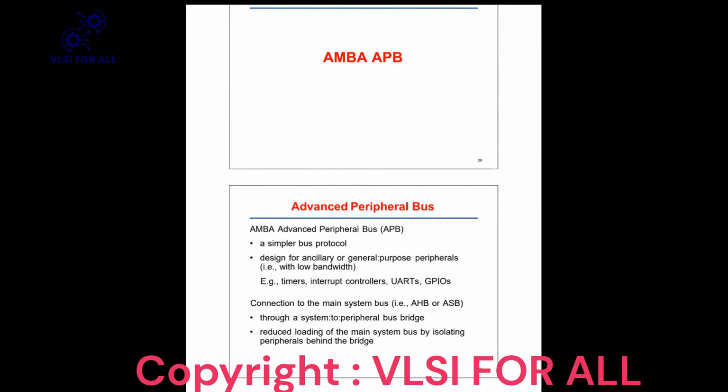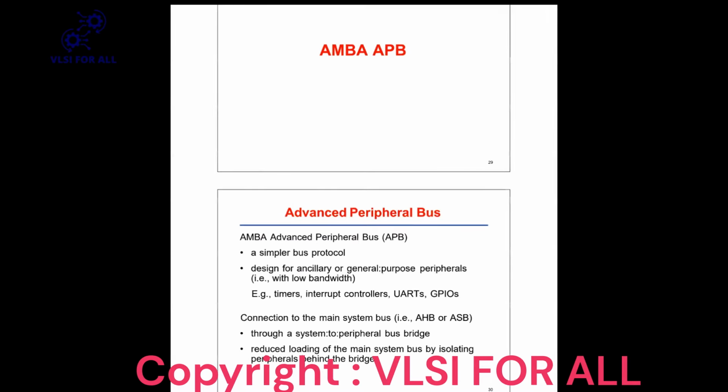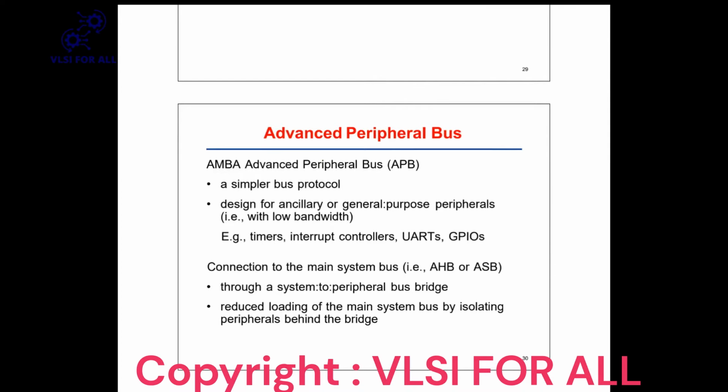So we can say we will use APB. APB has its full form as Advanced Peripheral Bus. Whatever the peripheral components are there, for that requirement we will use the APB protocol. It is a simpler bus protocol designed for general purpose peripherals with low bandwidth, like we have seen in that diagram: timers, interrupt controllers, UARTs, GPIOs, meaning general purpose input outputs. These are all the peripheral components which will get connected through APB.